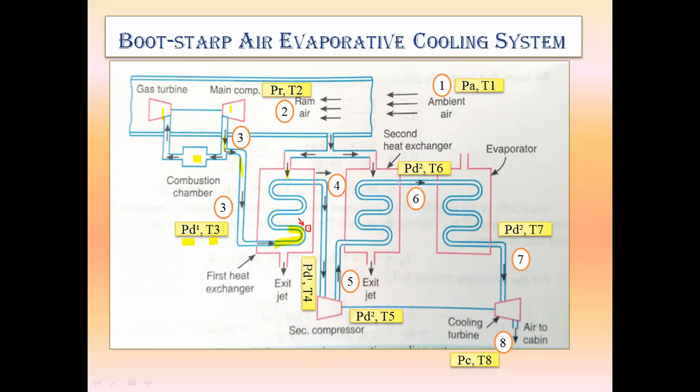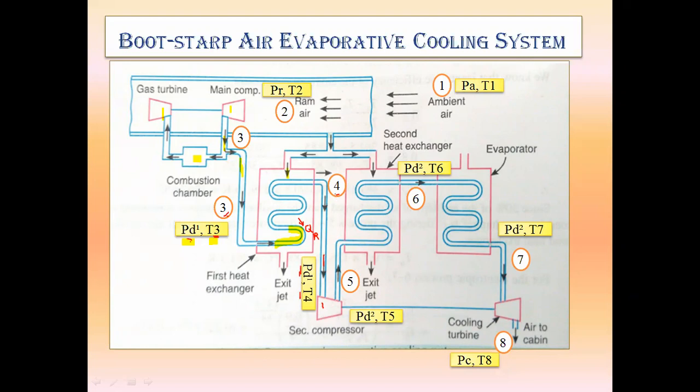Constant pressure heat rejection will take place during the 3 to 4 process. So here at the outlet of the first heat exchanger, we will have the same pressure, that is PD1, and the temperature will be T4. That means the temperature of the air will decrease from T3 to T4. Now the outlet of the first heat exchanger will be supplied to the secondary compressor. So what will happen inside the secondary compressor?